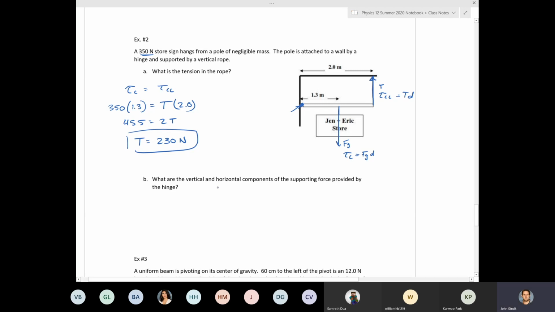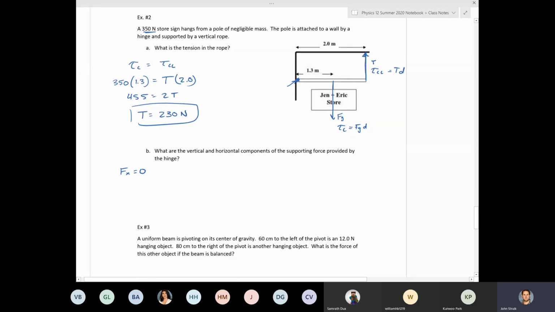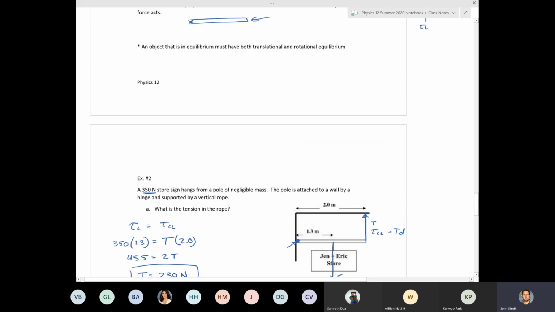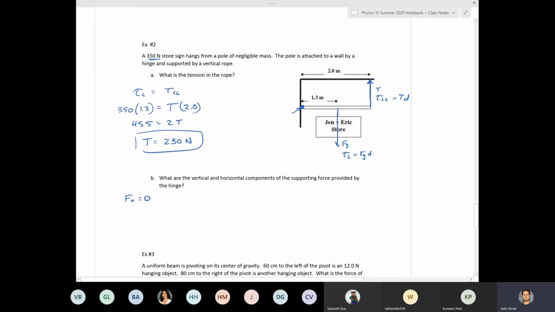Next question. What are the vertical and horizontal components of the supporting force provided by the hinge? In this case, Fx is 0. There are no forces going in the x direction, so we don't have to deal with that. Now, an object that is in equilibrium must have both translational and rotational equilibrium. So the sum of the torques is 0. We already figured that out up here in part A, but the sum of the forces in the y direction also has to be 0.